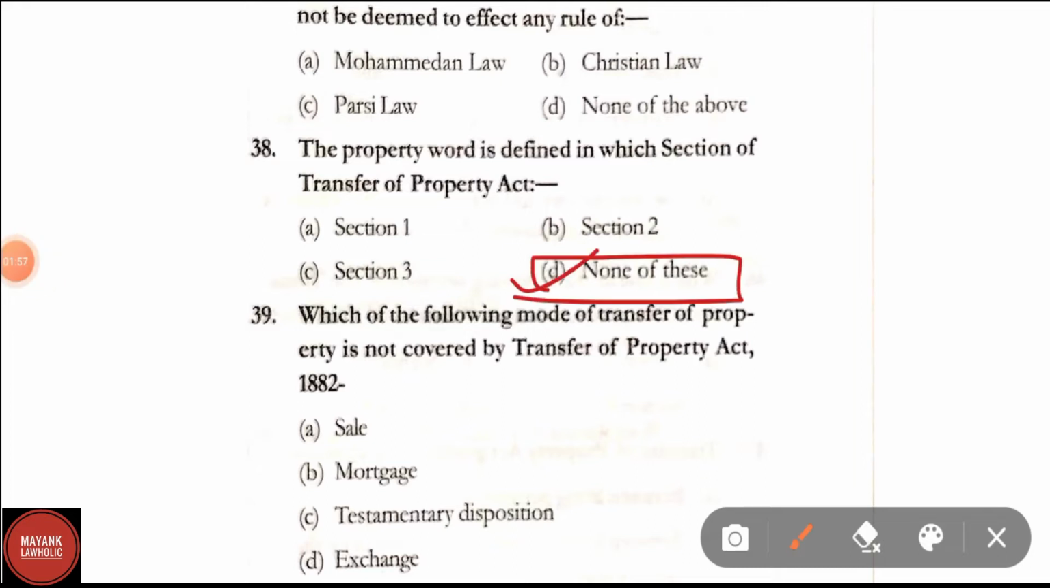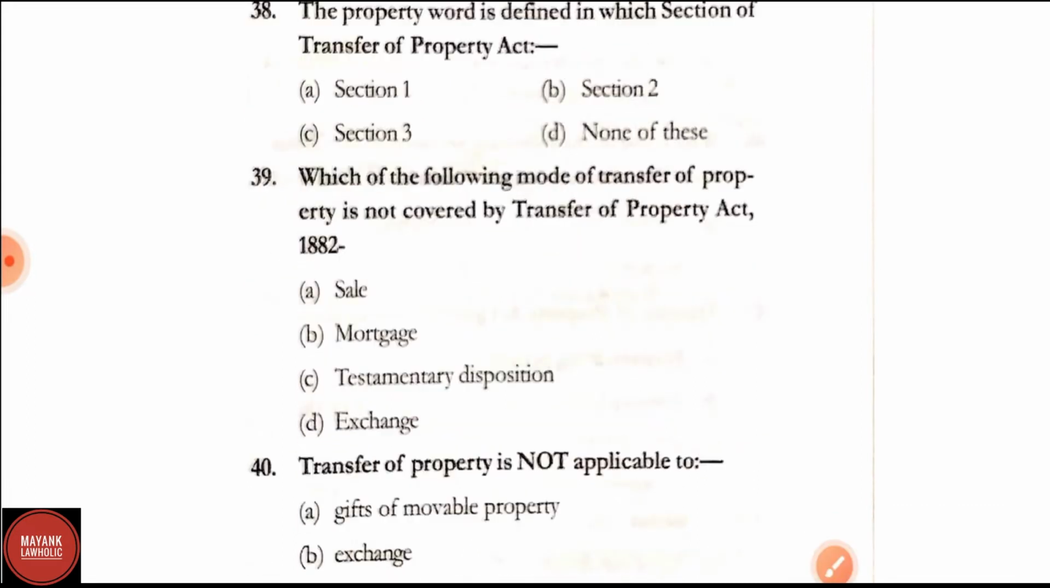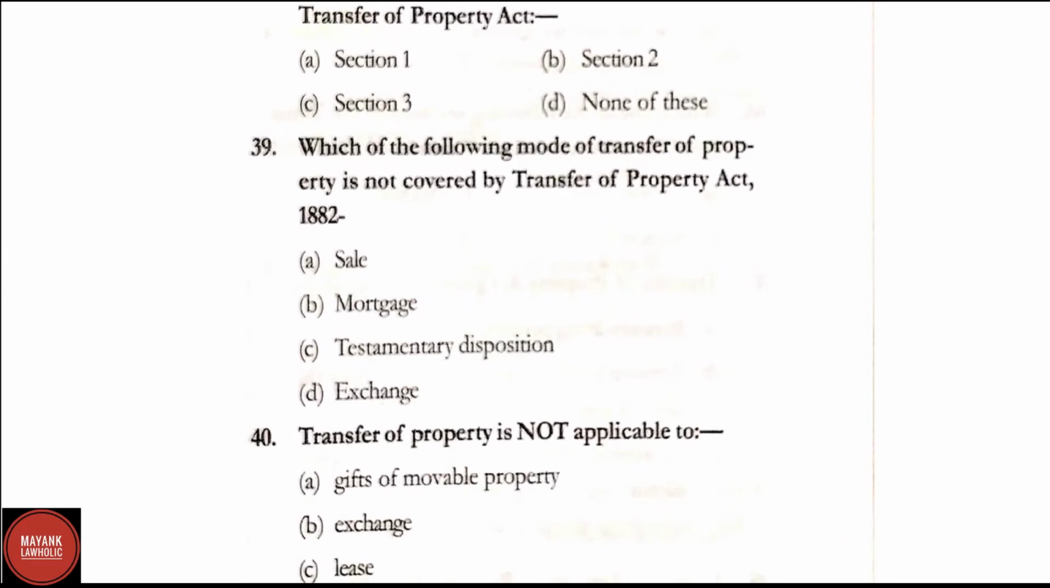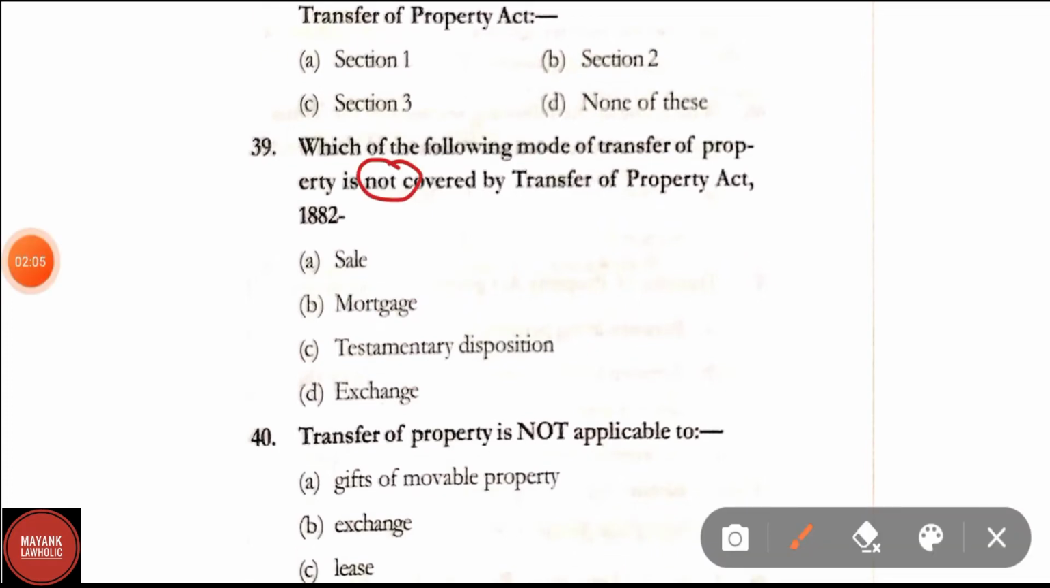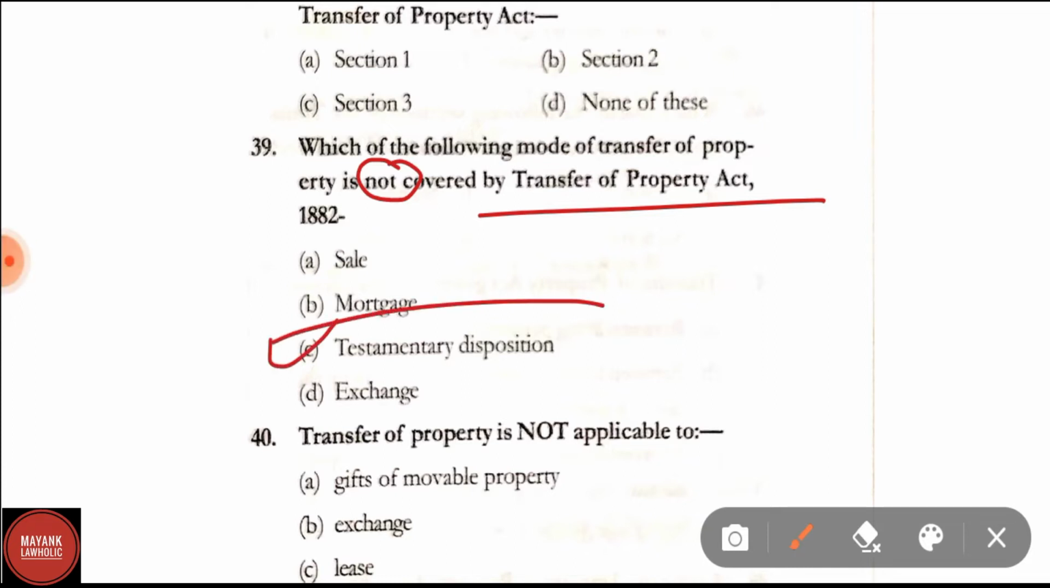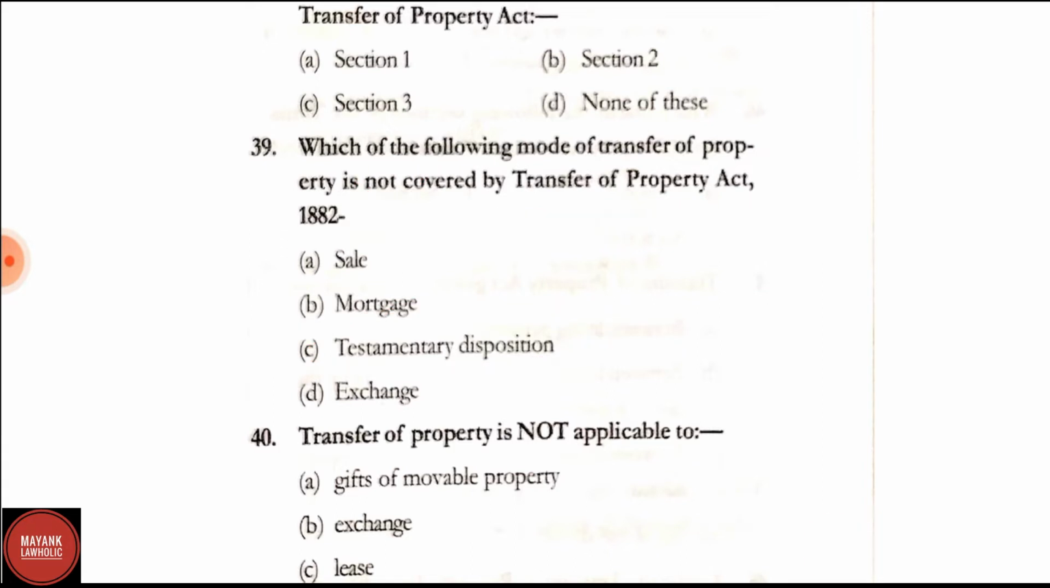Property has not been defined in any section of the Transfer Property Act, therefore option D is the right answer, none of these. Question number 39. Which of the following mode of Transfer Property Act is not covered by TPA? Sale, mortgage, testamentary disposition, exchange. Correct answer is option C, that is testamentary disposition. This mode of transfer is not covered by TPA.